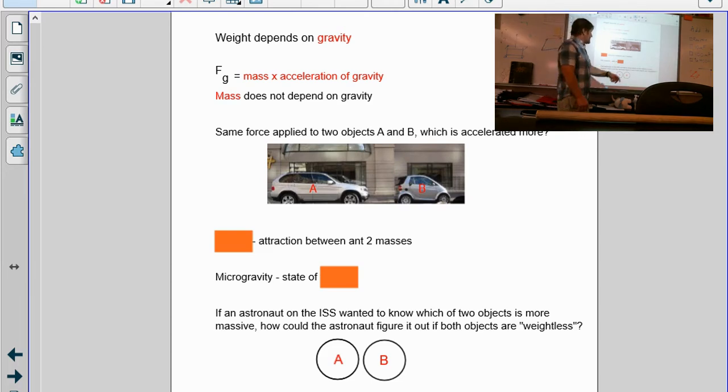And then the attraction between two masses, that will be gravity. So microgravity is an interesting thing. A lot of people think that if you go to the International Space Station, the astronauts are floating around because there's no gravity. That's not actually true. There is gravity on the space station. So why are they floating around? Some of you have probably heard of something called the Vomit Comet. It's a plane that flies around and can mimic free fall. In other words, it can mimic no gravity.